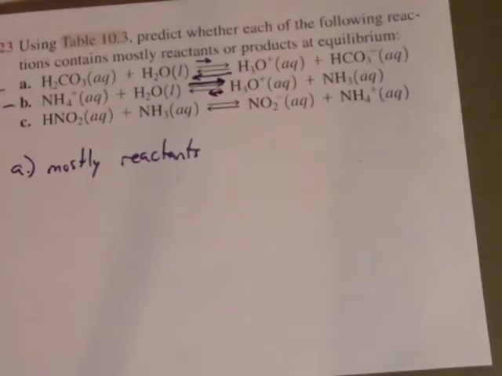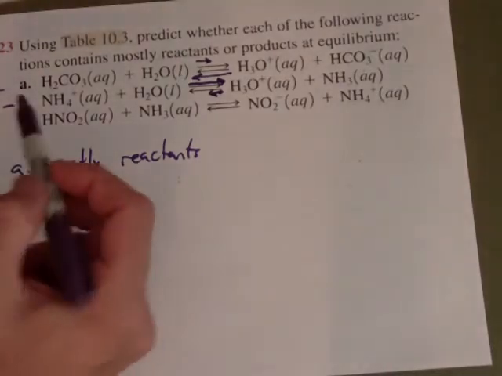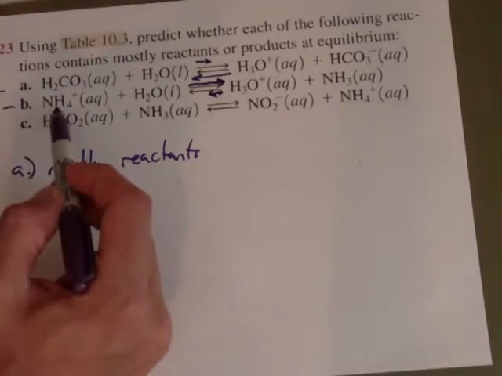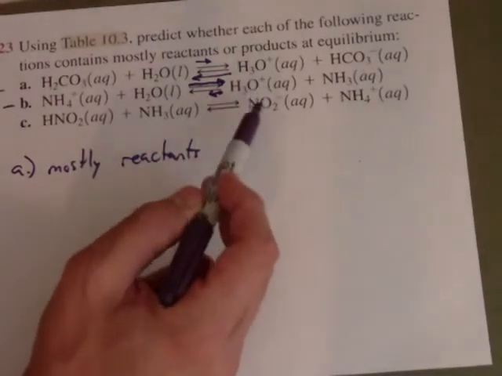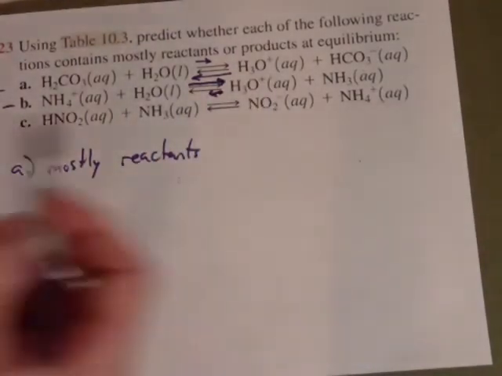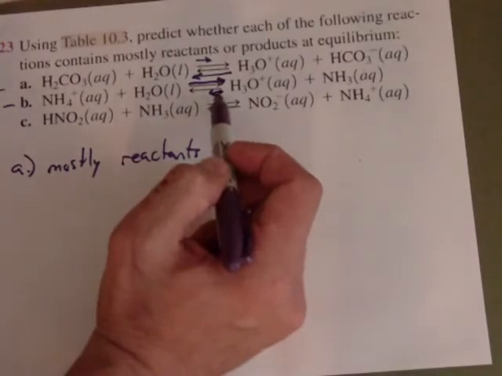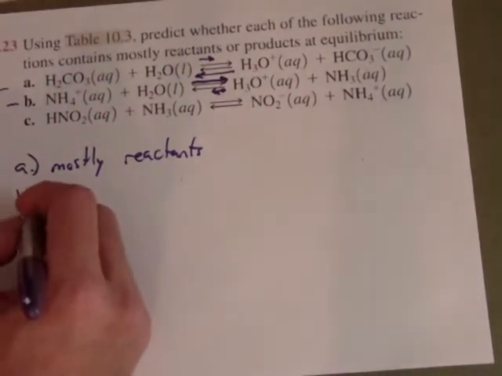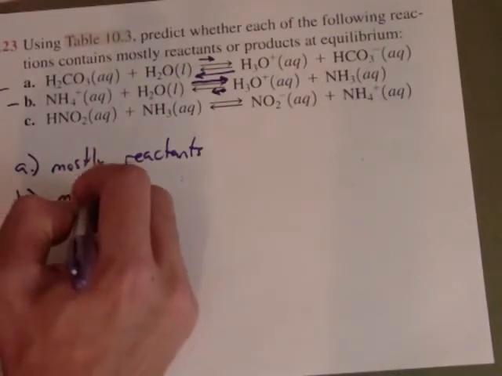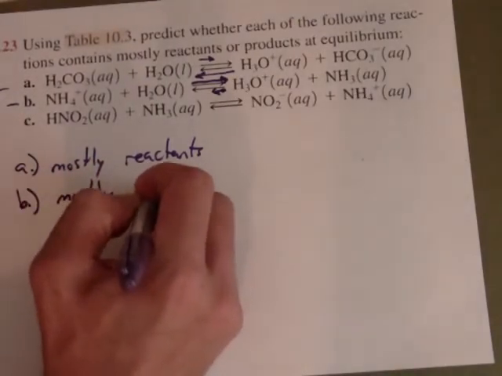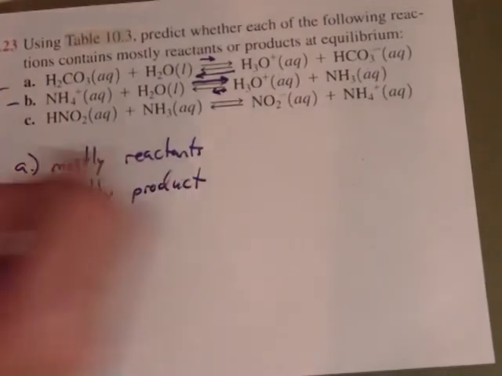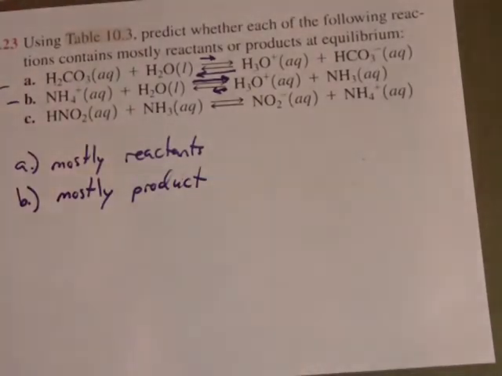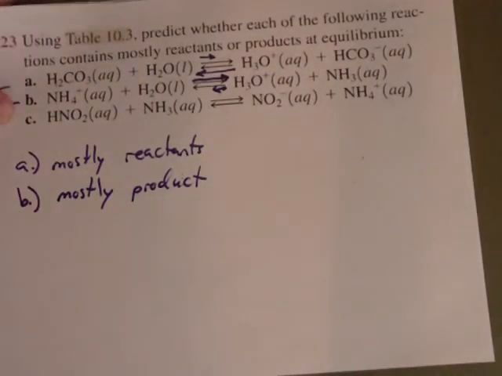Because a weak base has a strong conjugate acid, this ammonium will dissociate more and go back toward the product side, and ammonia is a weak base, and so it will not make much in the reverse direction. And so this case in B will be mostly product. And so that's what you'll have to do with questions like 10.23.